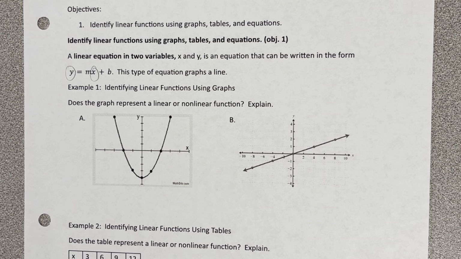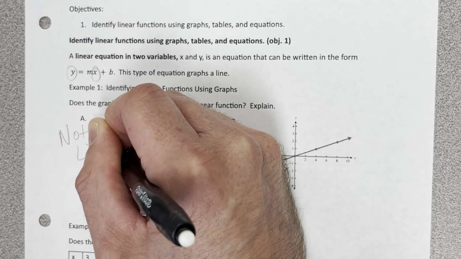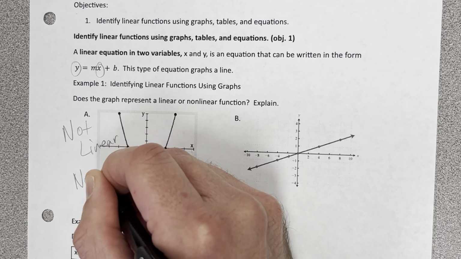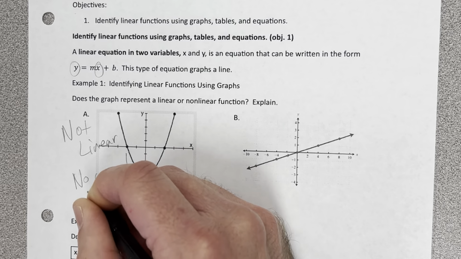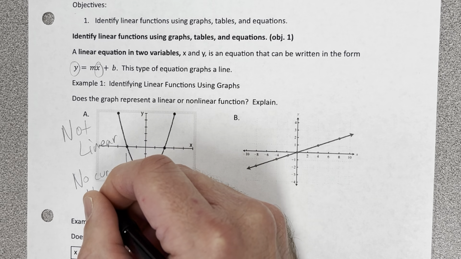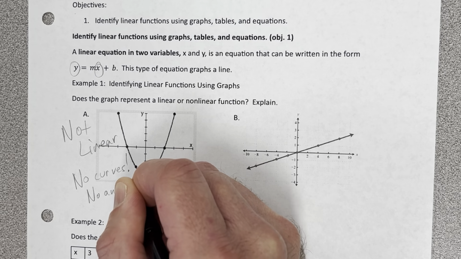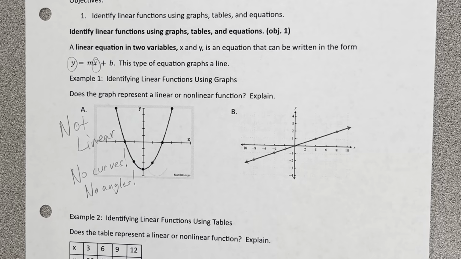So does the graph represent a linear function? Well, no, this is not. So not linear. And basically, if you're looking at a graph, no curves allowed. No changing, no angles. You know what I mean? No curves, no angles. It's got to be a straight line. It's got to be straight.